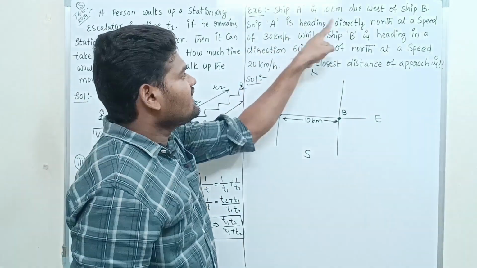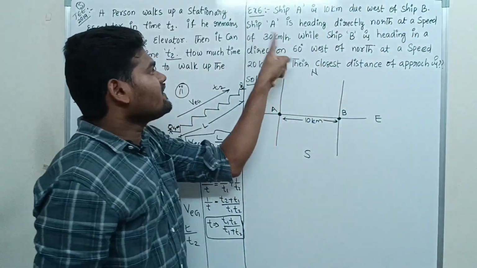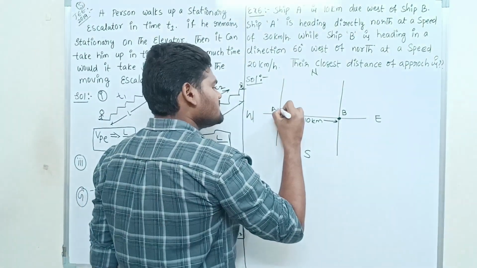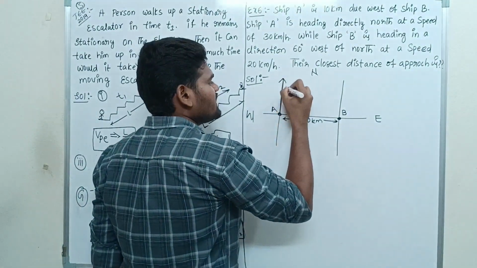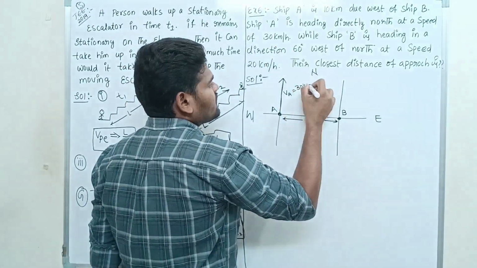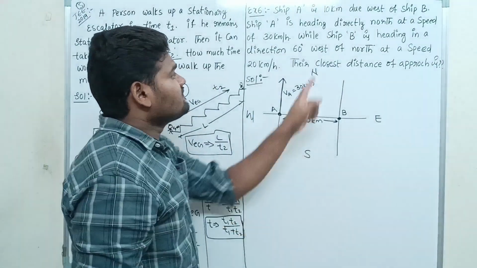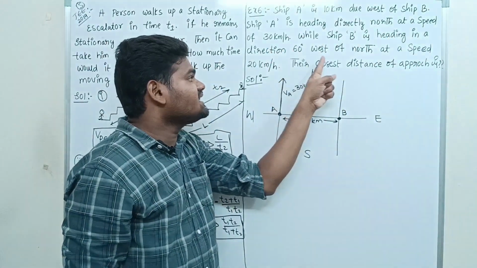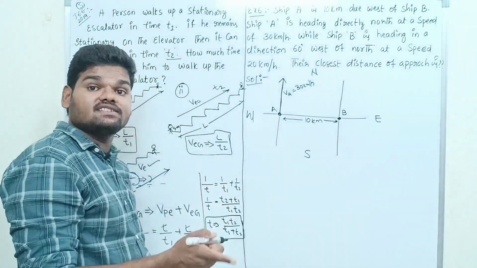Ship A is heading directly north at a speed of 30 kilometers per hour. So this ship A is directly moving towards the north direction with the speed VA equals how much? 30 kilometers per hour. While ship B is heading in a direction 60 degrees west of north.